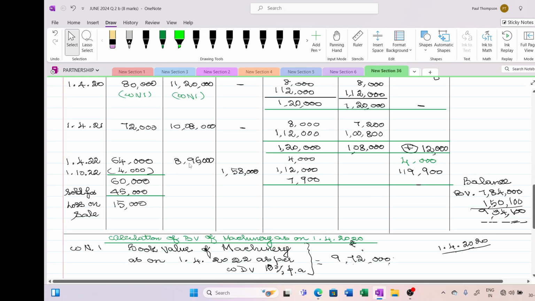The balancing figure: 8,96,000 minus 1,12,000 depreciation is 7,84,000, and this is 1,58,000 minus depreciation 7,900, that comes to 1,50,100. So the total machinery book value available as on 31st March 23 is 9,34,100.